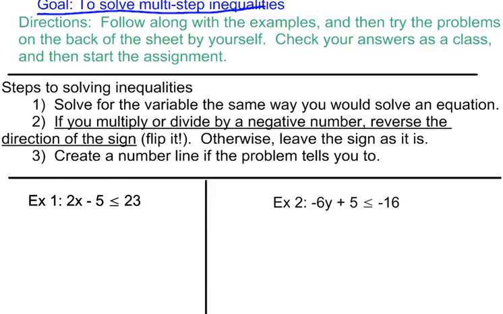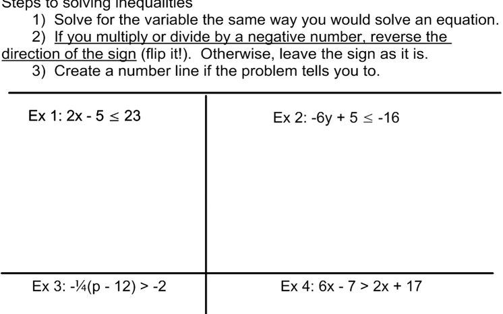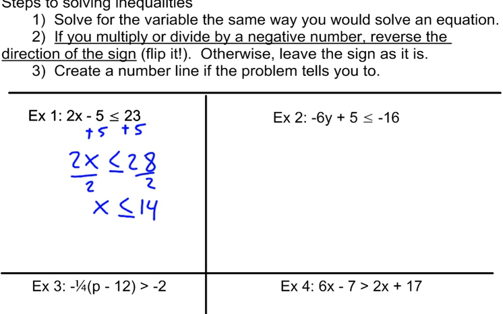Alright, so let's start with example 1. Step 1 is to solve it as if it were an equation. So, if it were an equation, we would add 5 to both sides and have 2x is less than or equal to 28. Now we divide both sides by 2 and have x is less than or equal to 14. We do not need to switch the sign here because we divided by a positive number.